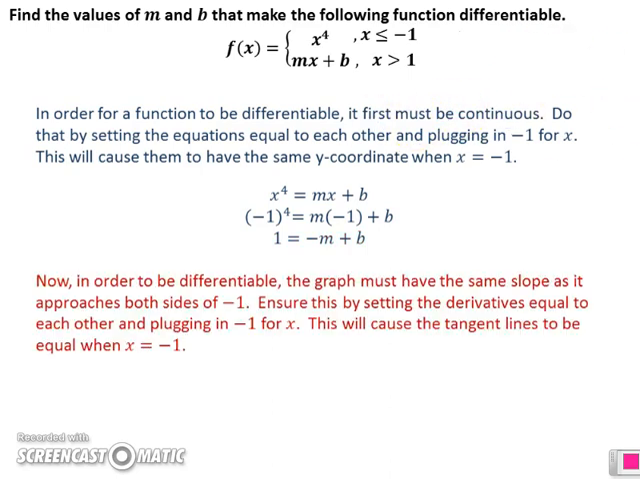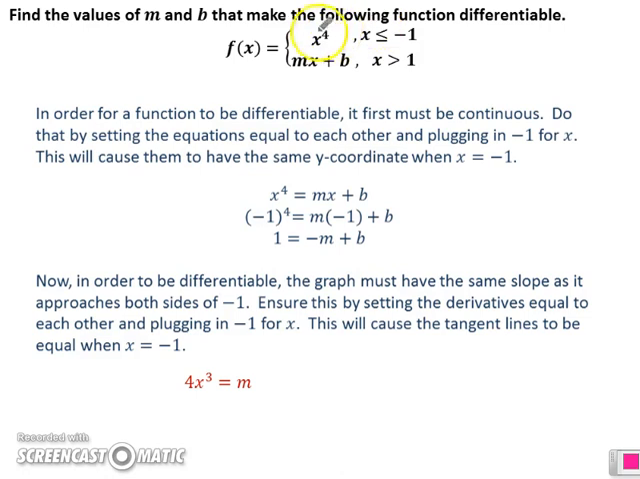Next, in order for it to be differentiable, the graph must have the same slope as it approaches both sides of that boundary line. So you ensure this by setting the derivatives equal to each other and then plugging in -1 for x. This will cause the tangent lines to be equal when x equals -1.